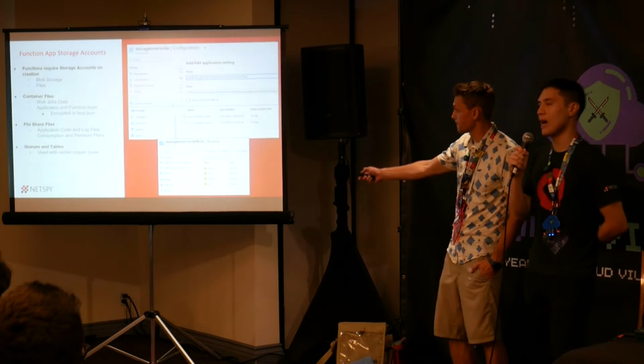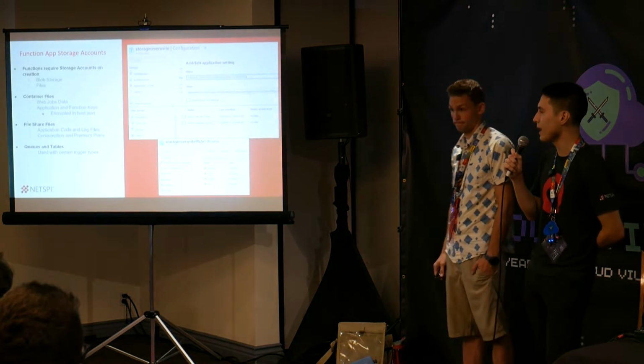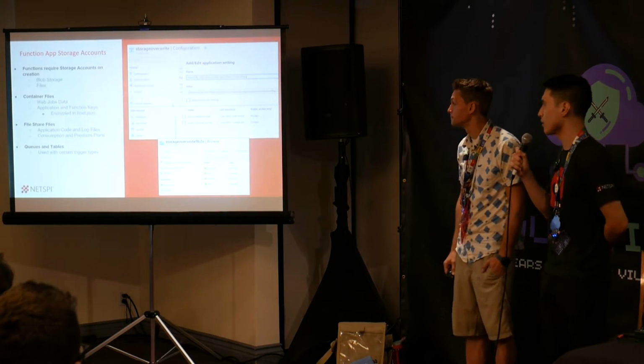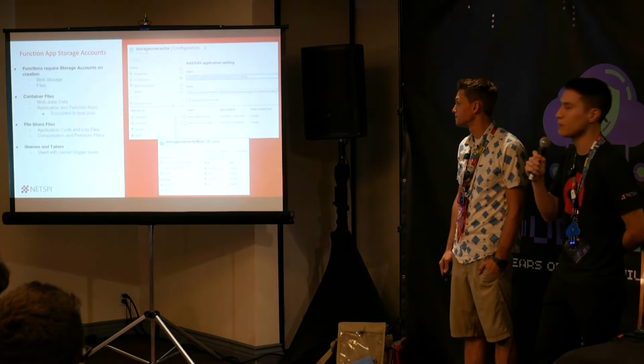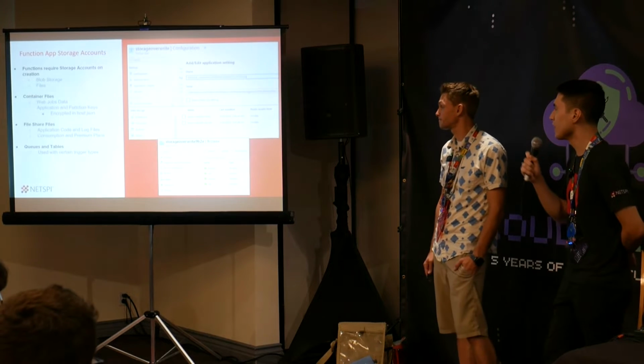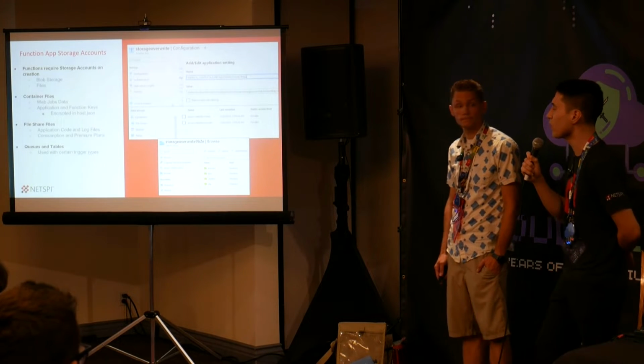This is going to be your application code, your source code for triggers, log files, and things like that. And this is going to be primarily used by default in your consumption and your premium plans. And there's options to change that, but that's really what we're going to be looking at. And again, queues and tables, but not really what we're focused on here.